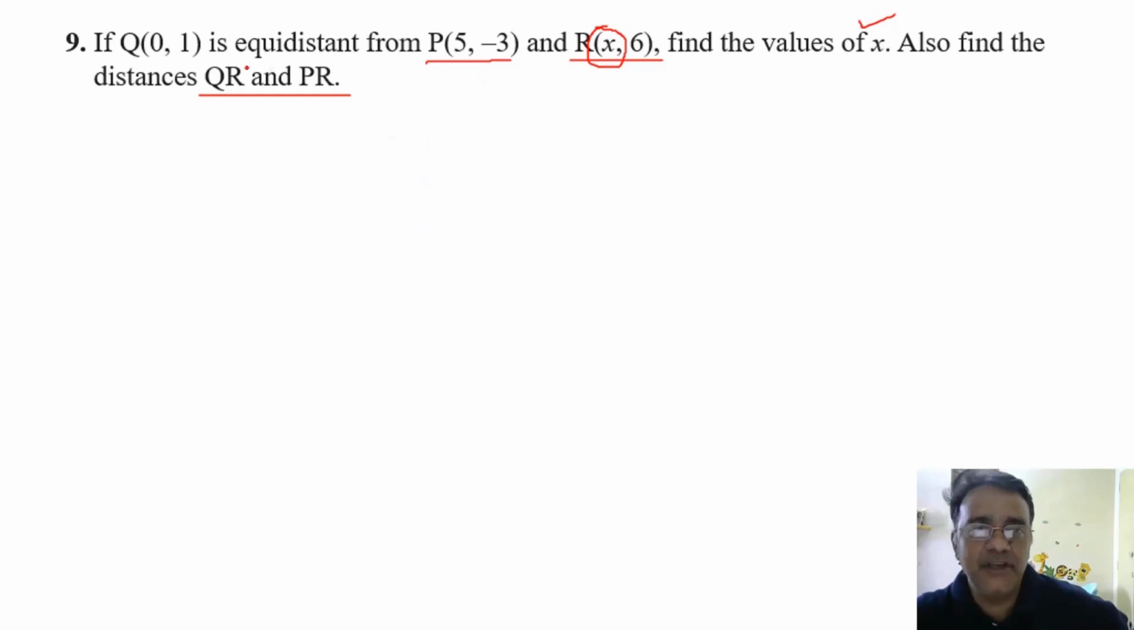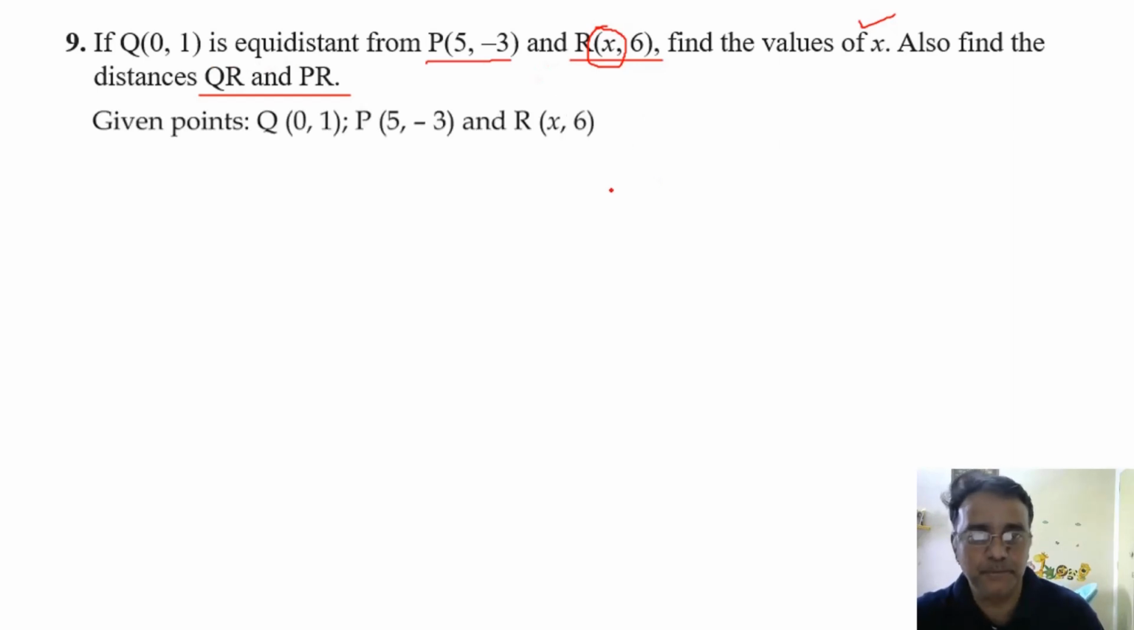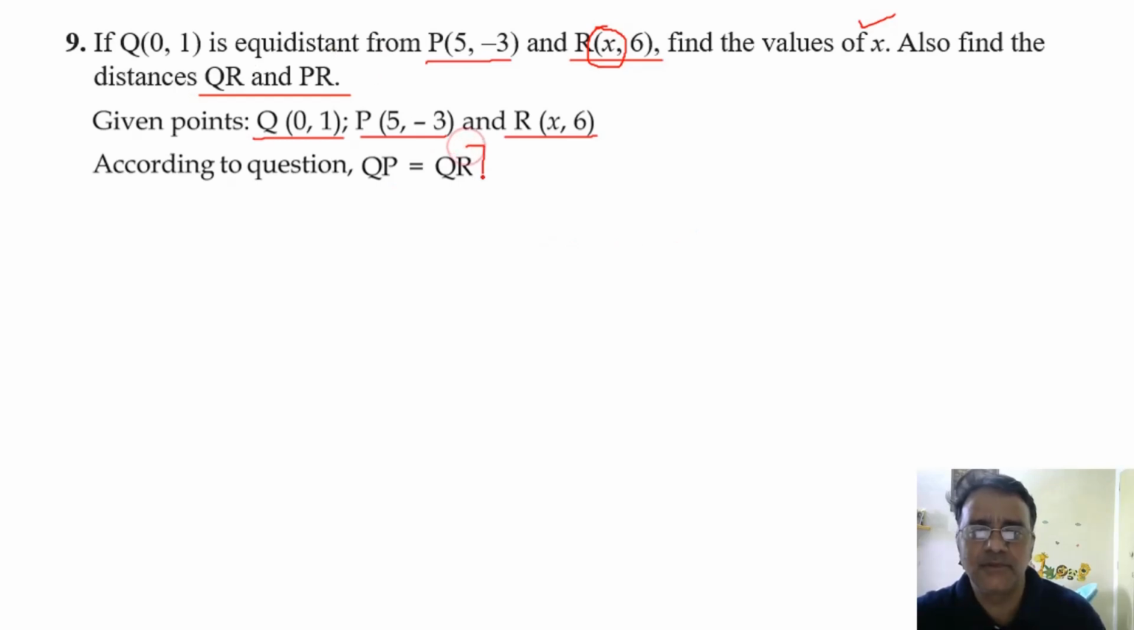Okay, so PQ is equal to PR, QR. Q is (0,1), P is (5,-3) and R is (x,6). According to the statement, Q is equidistant from these 2 points. That means PQ is equal to RQ, or QP is equal to QR. So we can take the square first, क्योंकि रूट नहीं लिखना पड़ेगा.